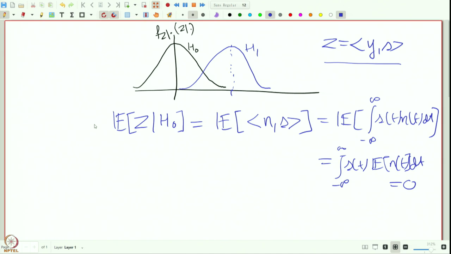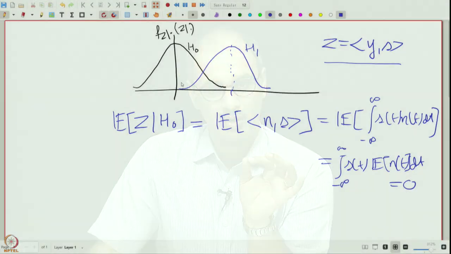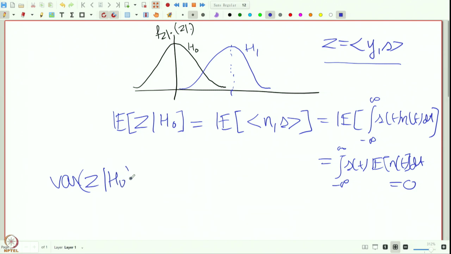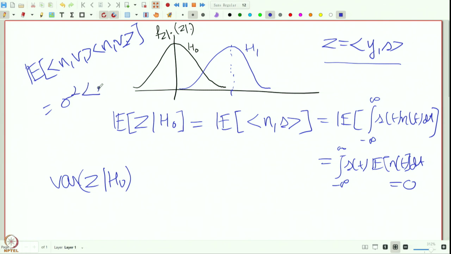Now, since we need to find the error probability also, we need to characterize this Gaussian under H0 more carefully. The mean, as I have drawn, is around 0, so this guess was correct. What about the variance? How fat is this Gaussian? For that, we need to find the variance of Z given H0. To do this, remember that we had this result: the expectation of the inner product of N comma v1 times the inner product of N comma v2, where v1 and v2 are any two fixed signals, is equal to sigma square times the angle bracket of v1 comma v2. We derived this two lectures ago. This result will come in handy when we do the work below.